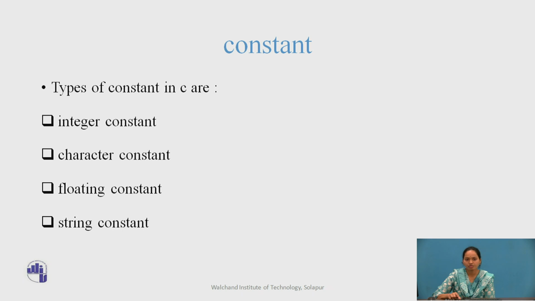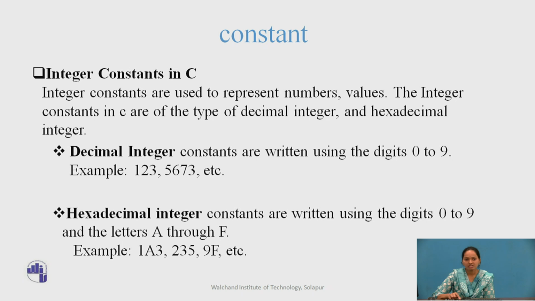Next, the types of constant in C are integer constant, character constant, floating constant and string constant. First one is integer constant in C. Integer constants are used to represent numeric values. The integer constants in C are of the type decimal integer and hexadecimal integer.